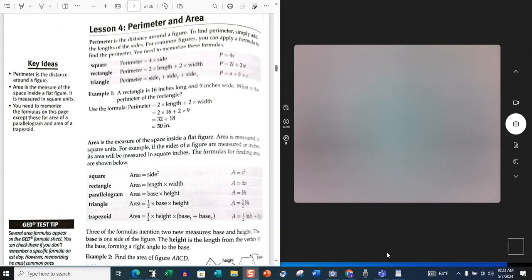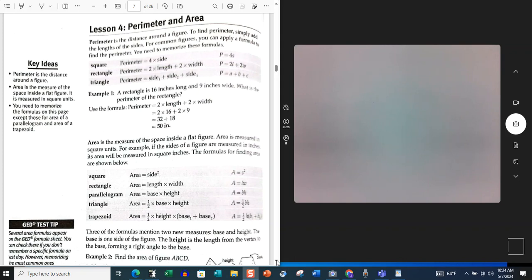So the square formula is just 4 times the side, because all the sides are equal. For the rectangle, you add 2 times the length plus 2 times the width, because remember what we learned in a previous lesson, that opposite sides are equal with the rectangle. So that's why you add 2 times the length plus 2 times the width. For the triangle, you have all 3 sides added together: side A plus side B plus side C.